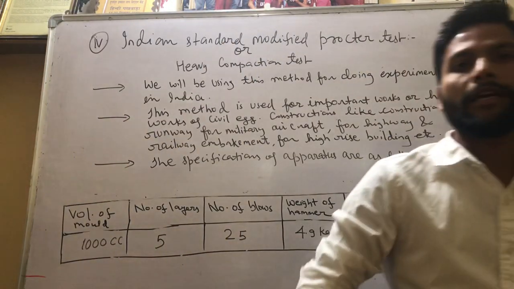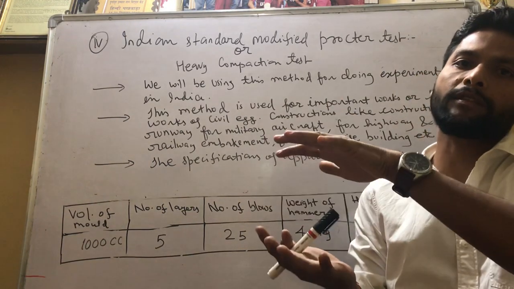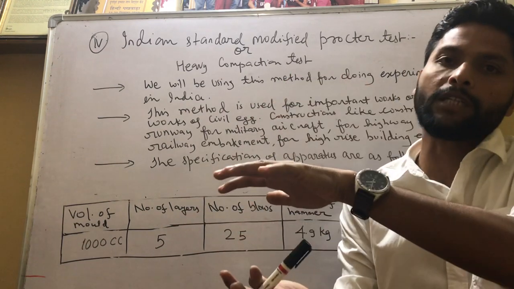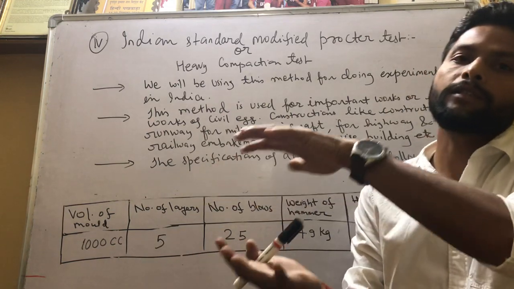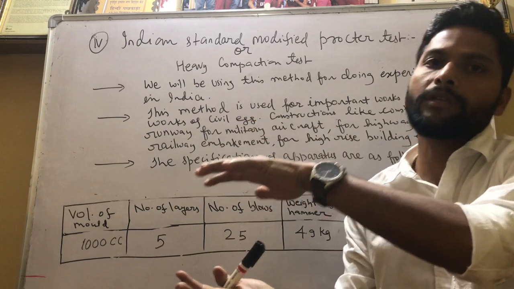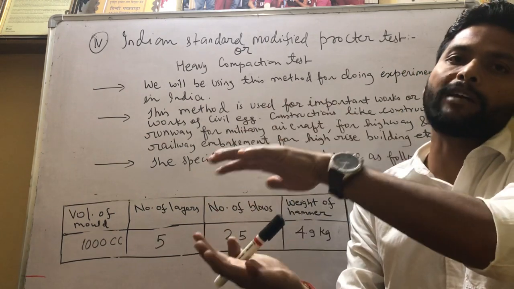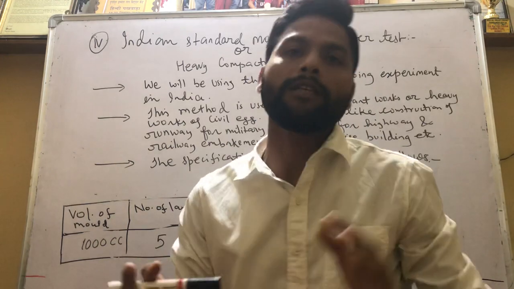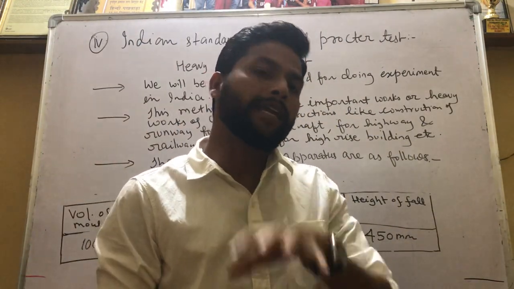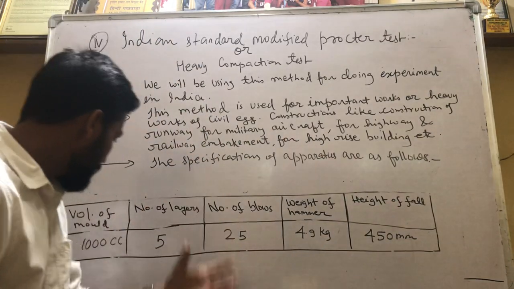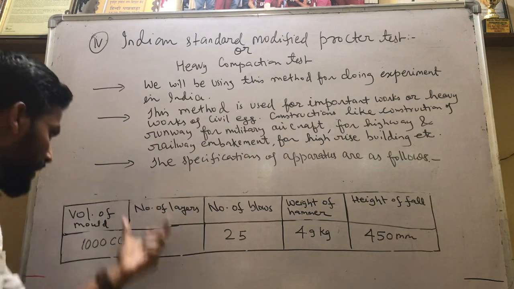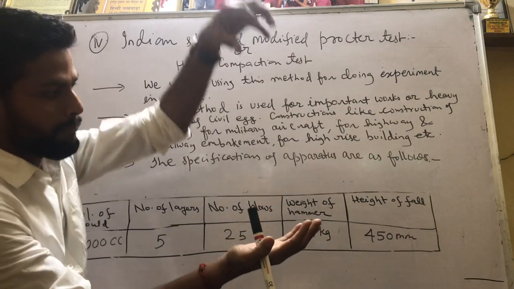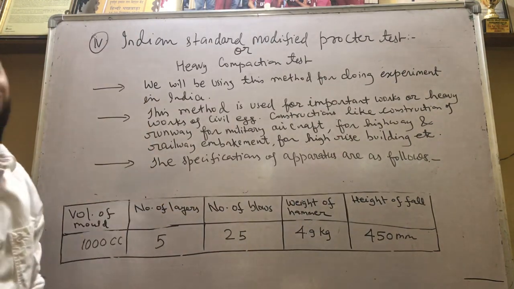So this is all about heavy compaction test. हैवी कॉम्पैक्शन टेस्ट जितने भी इंडिया में इंपॉर्टेंट स्ट्रक्चर बनते हैं, लाइक अगर कूलिंग टावर का फाउंडेशन करना हो, चिमनी का फाउंडेशन करना हो, ESP का फाउंडेशन करना हो, suppose you want to do a foundation for bridges, for your earthen dams, you want to construct embankment for the highway and railway, you want to construct the foundation for high rise buildings, तो जितने भी इम्पॉर्टेंट वर्क्स, हैवी वर्क्स होंगे उस जगह पे इंडिया में इस टेस्ट का हम लोग इस्तेमाल करेंगे. जिसके स्पेसिफिकेशंस क्या हैं, वॉल्यूम ऑफ मोल्ड 1000, नंबर ऑफ लेयर्स 5, नंबर ऑफ ब्लोज 25, वेट ऑफ हैमर 4.9 केजी, हाइट ऑफ फॉल 450 mm. So this is all about your heavy compaction test.